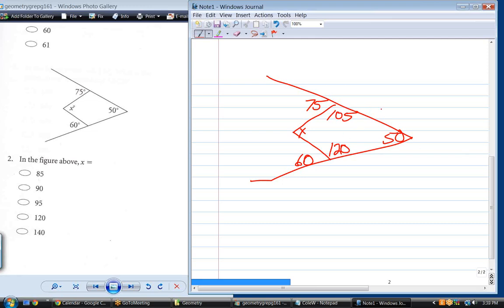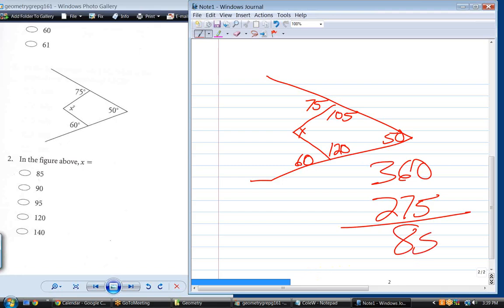Now we have three angles in our quadrilateral, and we can figure out the fourth. What's the fourth going to be? It's the sum of these three here. The sum of them is 275. Okay. We're subtracting that from what? 360. Okay, what's that difference? 85. You got it.